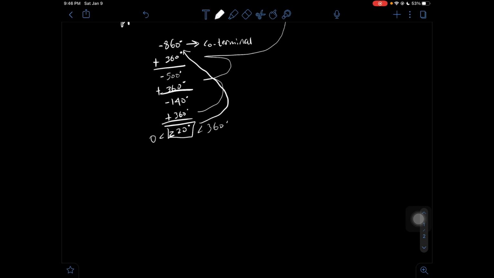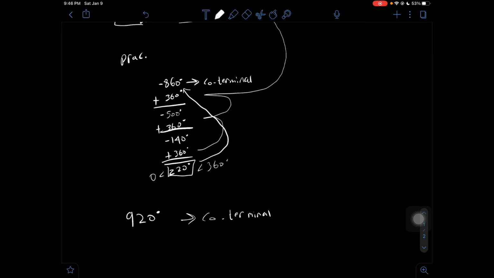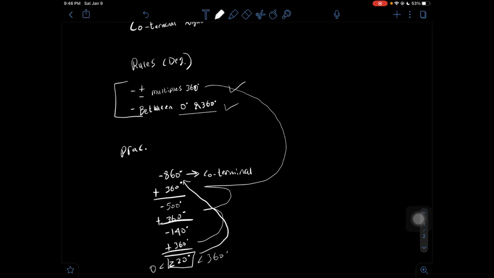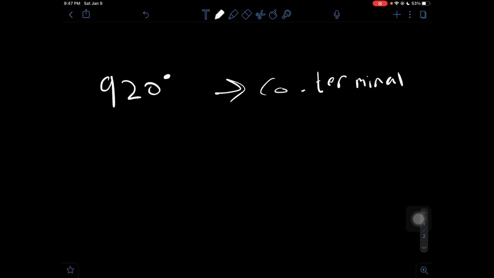Now, we're going to do one more practice problem in degrees. In this practice problem, we have 920 degrees, and we want to find the coterminal angle for this angle. So, we look back at our rules, which say that you can add or subtract multiples of 360, as well as your coterminal angle must be between 0 and 360 degrees. Our first rule states that we can add or subtract multiples of 360, meaning that we can do 360 times 2, 360 times 3, and add or subtract that from our given angle.